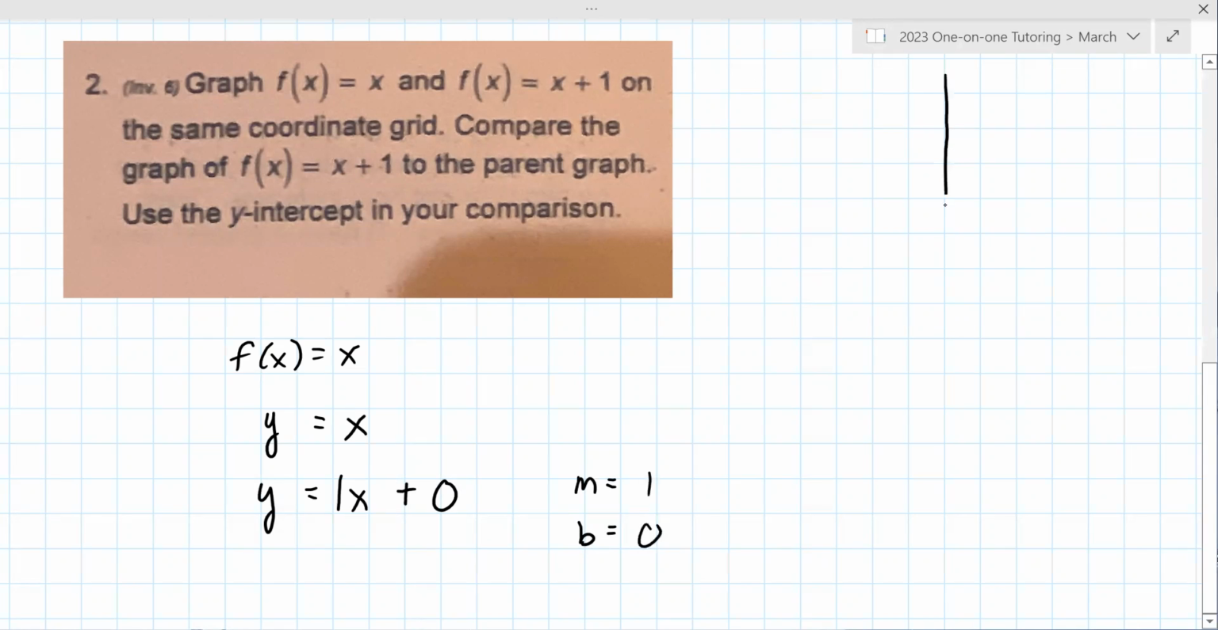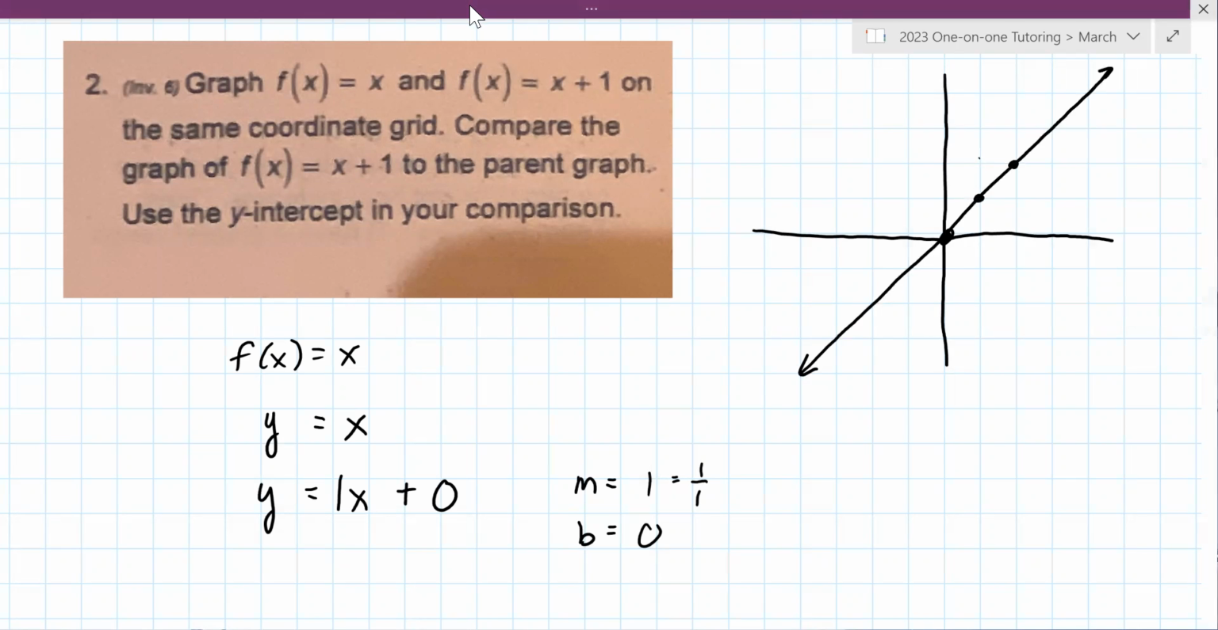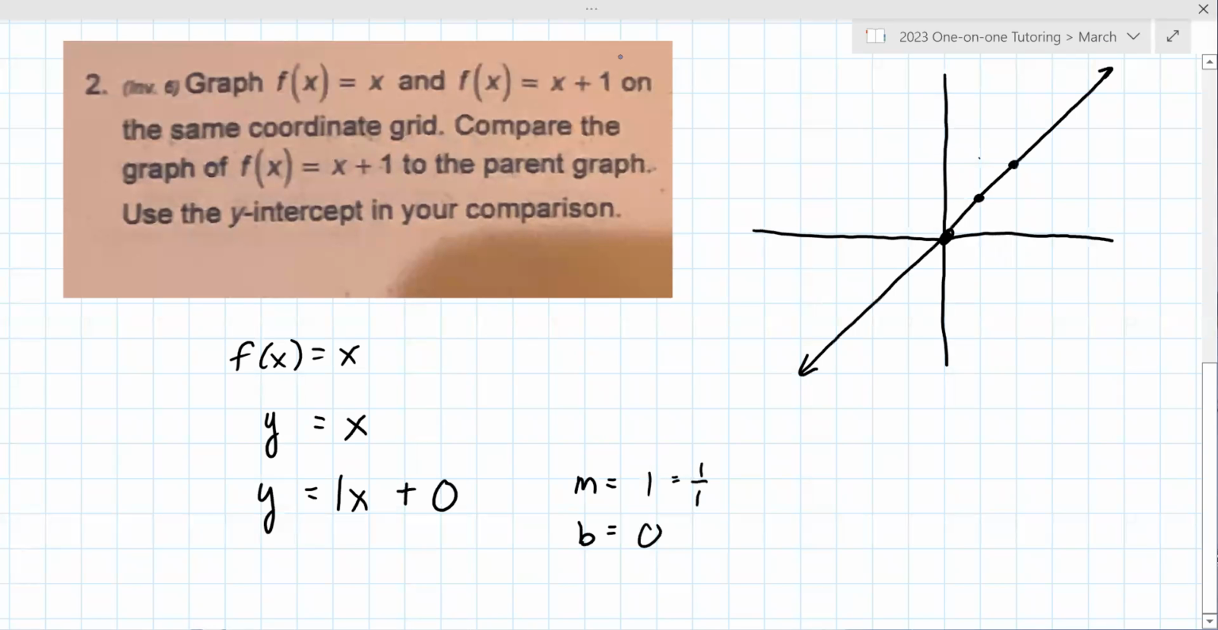So if we were to graph this one, we start at the origin 0, 0. That's the b of 0. Slope of 1 really means 1 divided by 1. So that's up 1, right 1, up 1, right 1, and so on. Like that. Now we're going to work on the second one. You tell me when I can do that. I don't want to rush through it. Yeah, we can do that one.